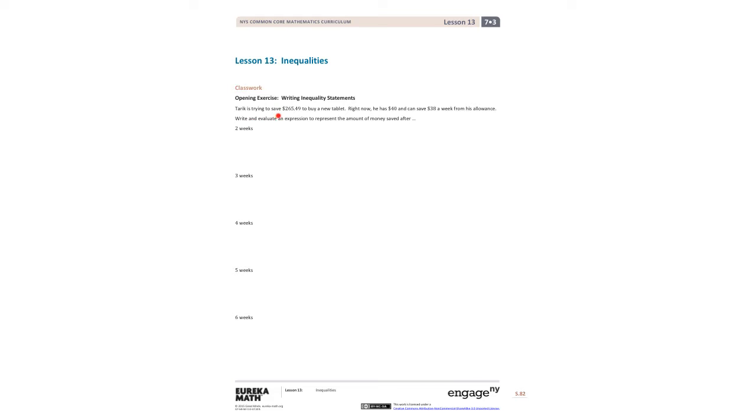Tarek is trying to save $265.49 to buy a new tablet. Right now, he has $40, and he can save $38 a week from his allowance. Write and evaluate an expression to represent the amount of money saved after the following weeks here. Let's write the expression that represents the amount of money saved after the following weeks here.